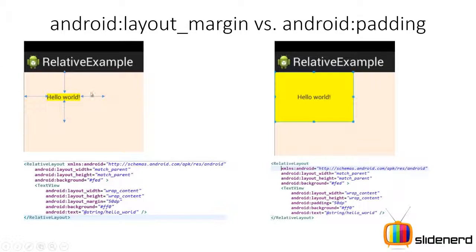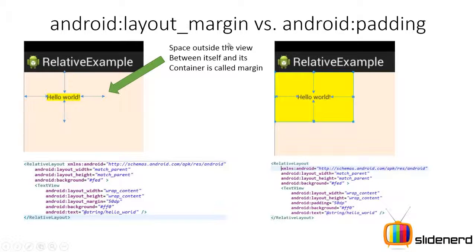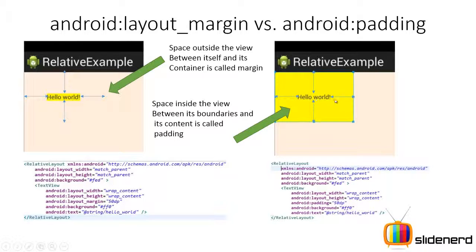You have the space outside the text view in the form of these four arrows, and here you have the space inside the text view, from within the boundaries of the text view. That is the content, the text hello world, and the boundaries of the text view, this rectangle which you see. There's a space between them, and that's what padding is. So space outside the view between itself and its container is called the margin, and space inside the view between the boundaries and its content is called padding. Remember, outside the view it's margin, inside the view it's padding. A very simple way to remember that.